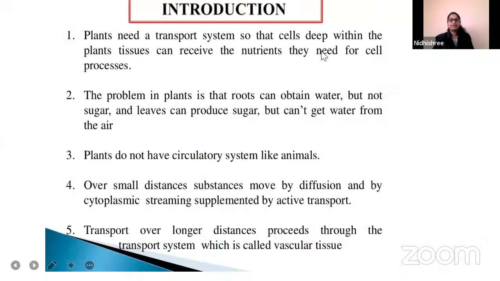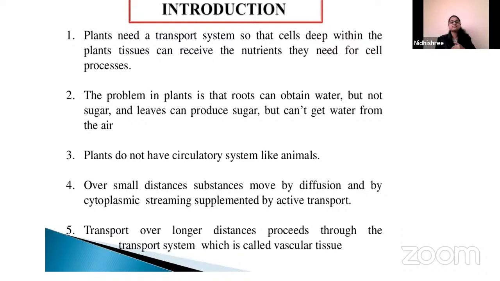fine. Good morning, everyone. So, plants need a transport system so that deep within the plant, tissue can receive the nutrients they need for cell processes. It also needs nutrients because it is also a living organism. The problem in plants is that roots can obtain water but cannot obtain sugar. Leaves can produce sugar but cannot get the water. So for this, leaves and roots have to coordinate with one another. This coordination is brought about by xylem and phloem, that is, the conducting tissues.